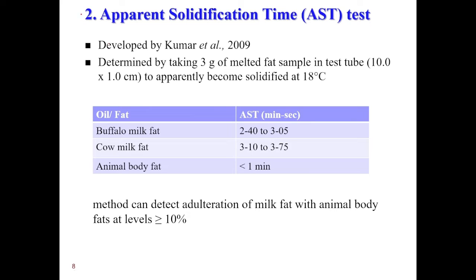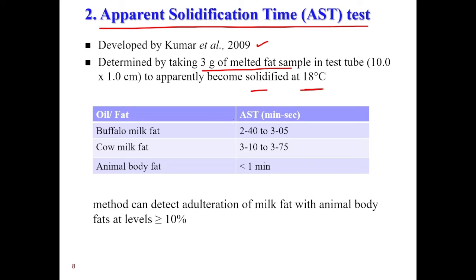Then another test is the apparent solidification test. We used to call it the apparent solidification time test. As the name indicates, it is the time taken for a melted ghee sample to apparently get solidified at 18 degrees Celsius. This is the definition. It was initially developed by Kumar et al. in 2009, and it was determined by taking 3 grams of the melted fat sample in a test tube and observing when it apparently solidifies at 18 degrees Celsius. At 18 degrees Celsius, how much time is taken by the 3 grams of melted sample to get apparently solidified?